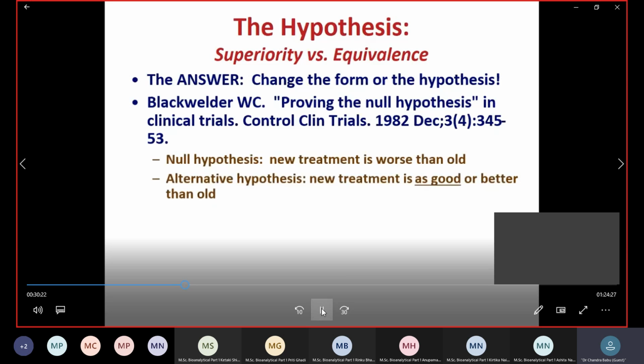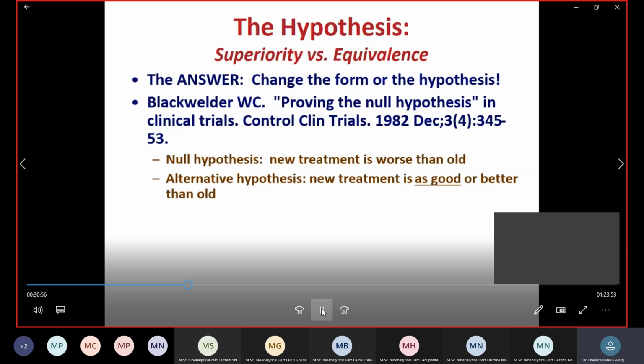I want to leave this up here for a minute because I do see some wrinkled brows. Does everybody understand that what I'm doing is playing a game with the hypothesis? What I want to prove is true, I assume is false. If I want to prove it's as good, I'm going to assume that's not true. That means the new treatment is worse than the old. And now I'm set up to prove it is as good or better than the old. Pretty cool, huh? Cool idea.